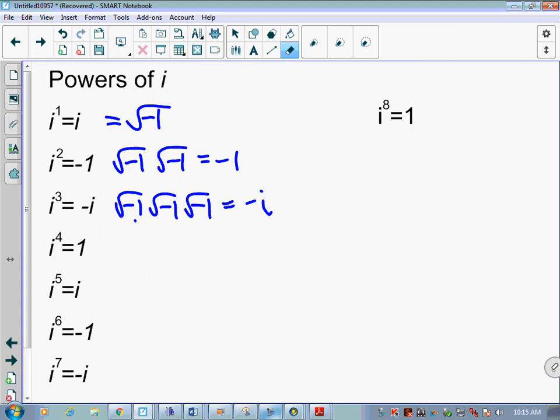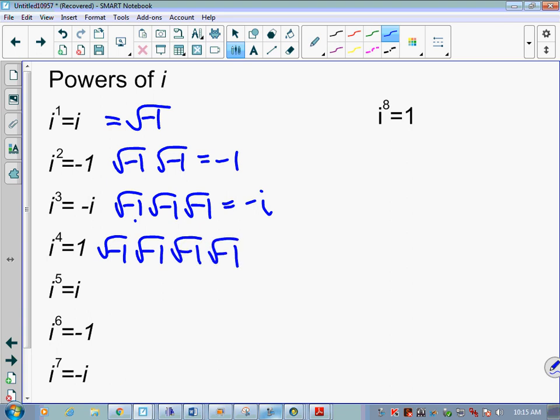If I come down to i to the fourth, that's the square root of negative 1 times the square root of negative 1 times the square root of negative 1 times the square root of negative 1. Well, the square root of negative 1 times the square root of negative 1 is negative 1. The square root of negative 1 times the square root of negative 1 is negative 1. What's negative 1 times negative 1? 1. Okay, you follow me so far? Am I going too fast? Okay.